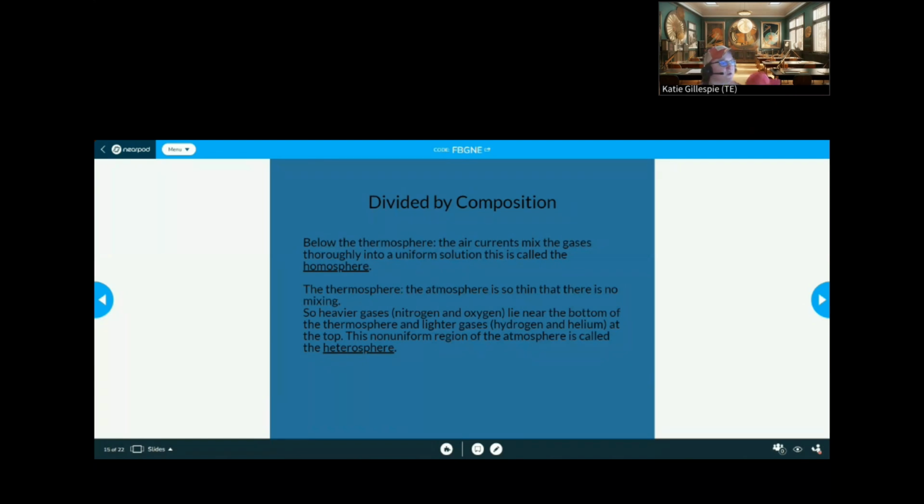Again, just another word, but what that means is that it's all the same, right? All those gases are mixing. It is uniform. Beyond the thermosphere and beyond the ionosphere, right? They're heterospheres, which means that these gases are not going to mix. The atmosphere in this location is so thin that there is no convection occurring there. And so your heavier gases like nitrogen and oxygen are going to sink. They're going to be towards the bottom. And your lighter gases like hydrogen and helium are going to be at the top. And this is non-uniform. This region is called the heterosphere.